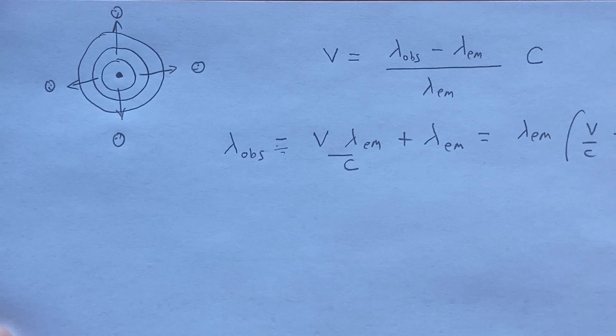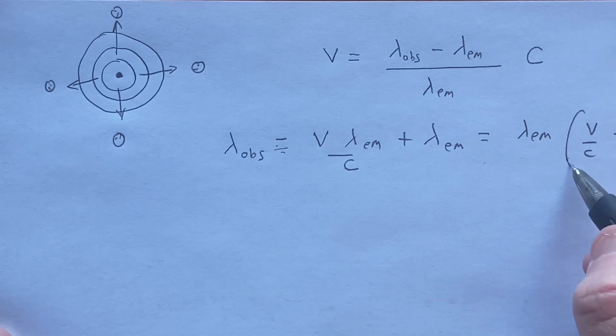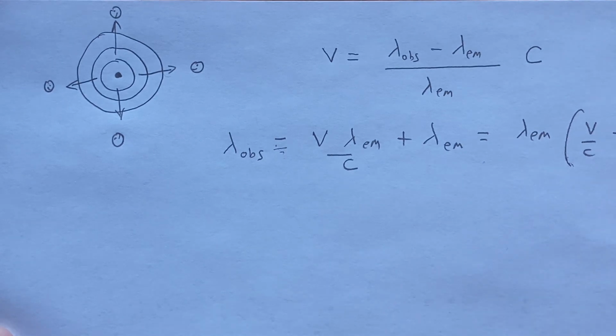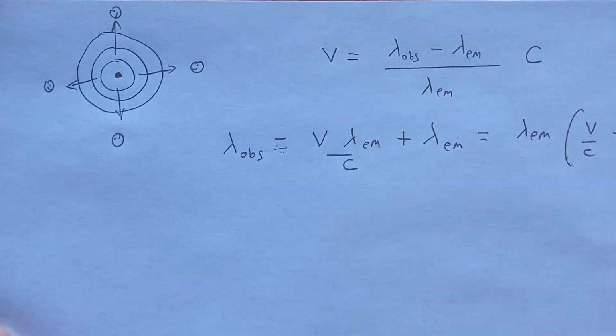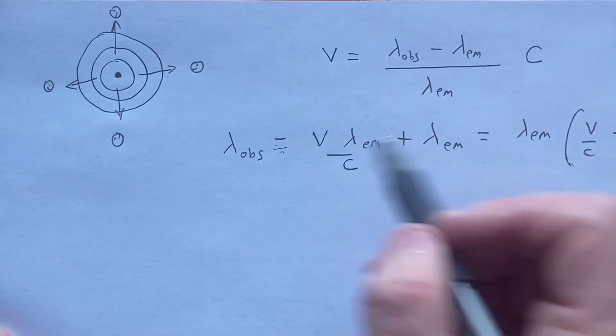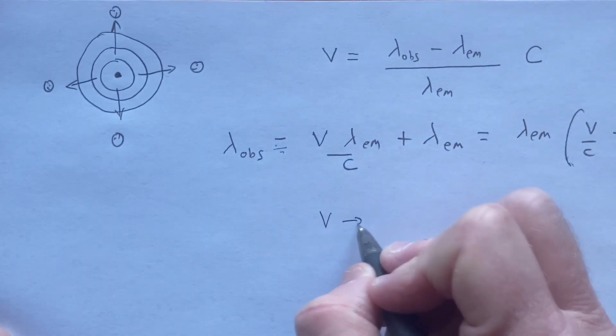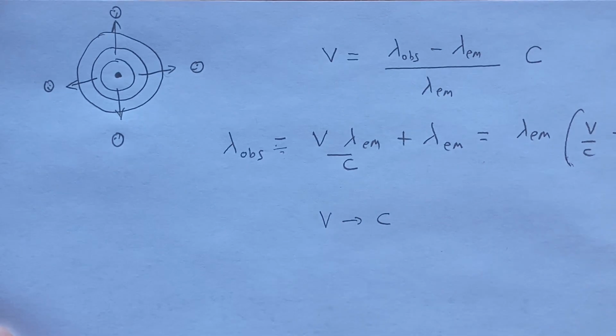And you might recognize this term in parentheses as the low velocity limit of a special relativistic expression that we saw in the special and general relativity course at the beginning of the course, because this expression is actually valid for low speeds, but not for speeds that are approaching the speed of light. We'll have to modify that expression.